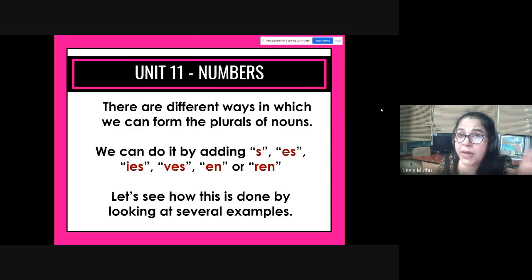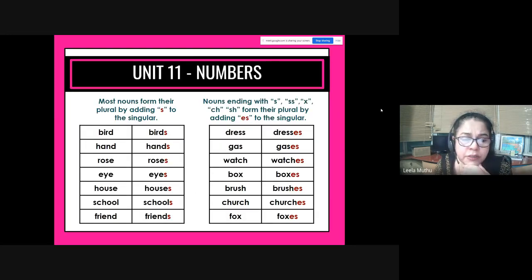N, like in woman, we remove the AN and add EN. And for man, we remove the AN and add EN. Man, men, woman, women. Okay. Child, we add REN. Children. So let's see how this is done by looking at a load of examples. Okay. I love doing this. Loads of examples. So most nouns form their plural by adding S to the singular.